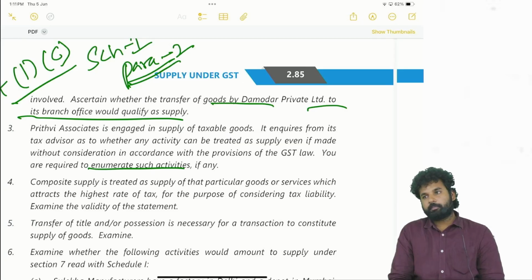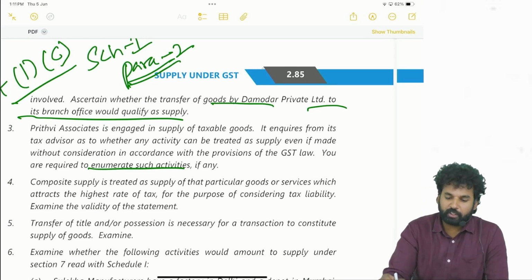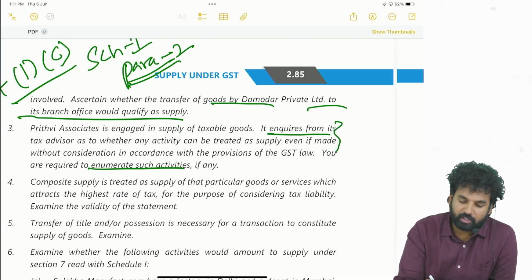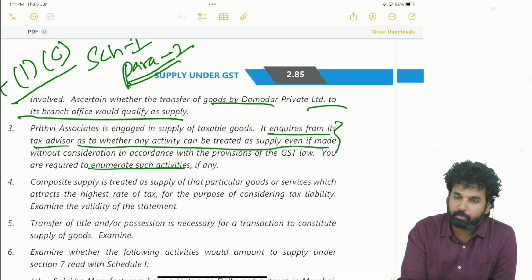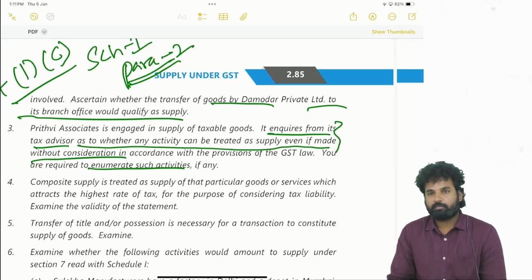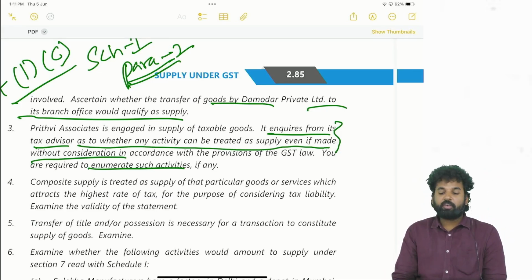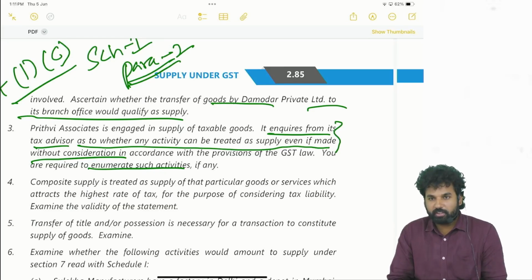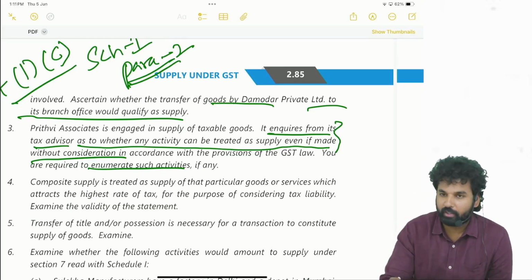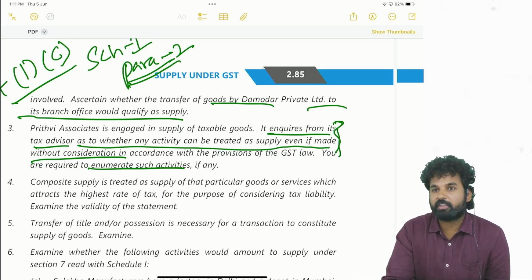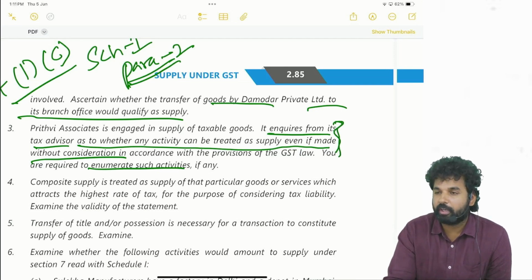Schedule 1. He is asking about Schedule 1. Whether any transactions without consideration will be treated as supply or not? Okay, he is asking. For a tax advisor, the client won't be this clear. He cannot use these many technical terms like consideration is there, supply is there, consideration is not there. He cannot talk in that way. But anyway, he is asking whether any transactions without consideration can be treated as supply.